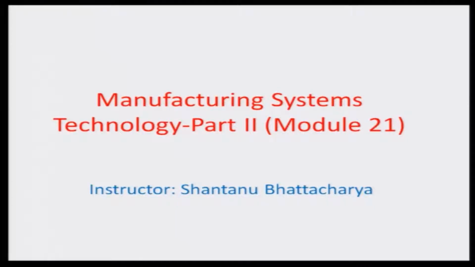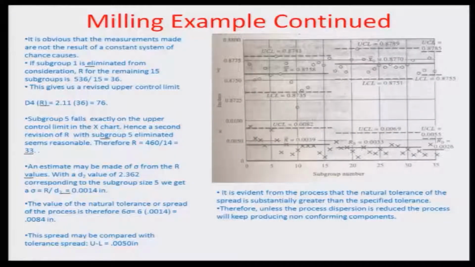And welcome to this manufacturing systems technology part 2 module 21. We would like to now see, given this control chart and given some of the out of control points, can we really replot so that the process can show better control.